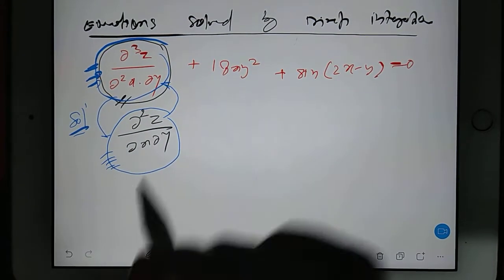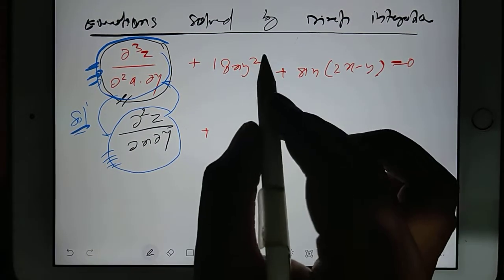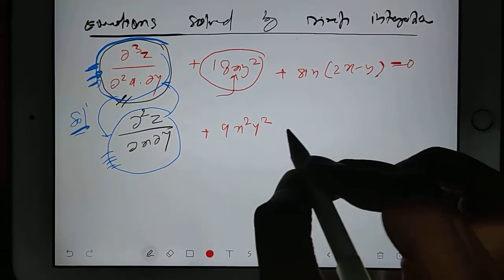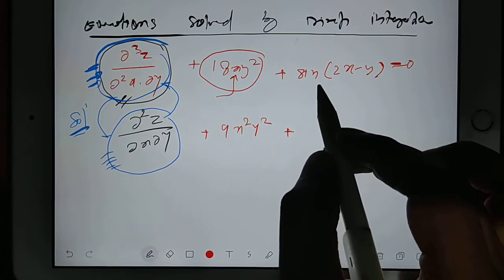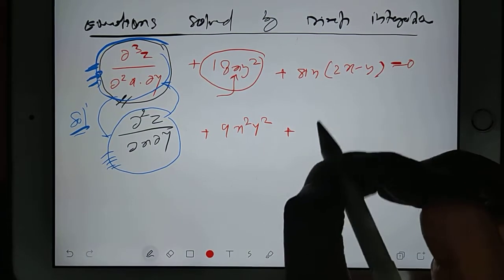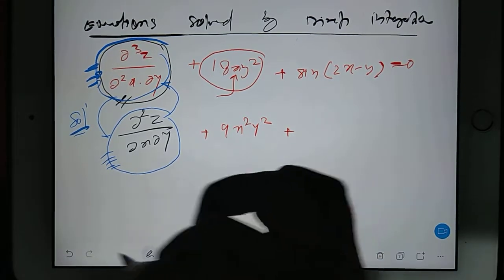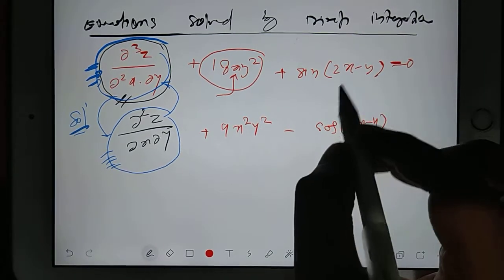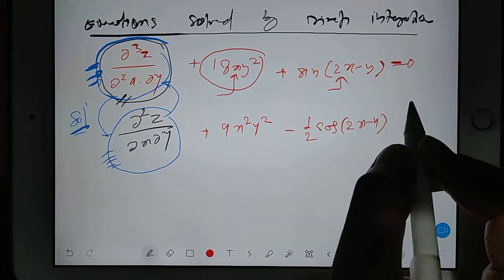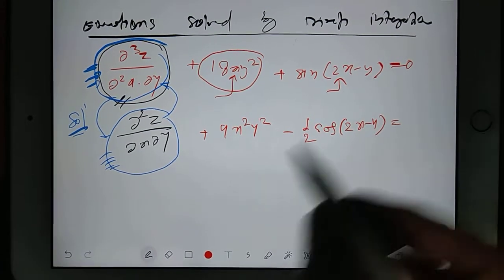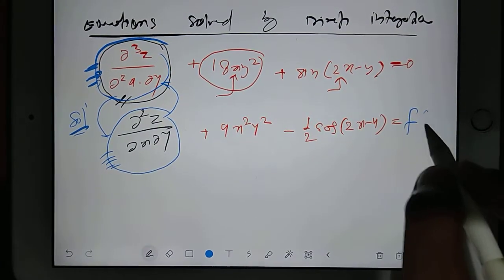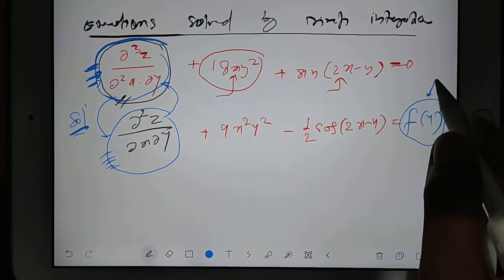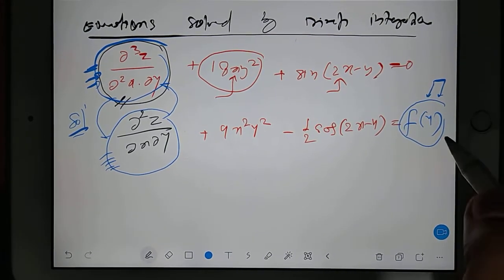Now because you are integrating, here you will get x²/2, so you'll have 9x²y². Now you know how to integrate sin x: when you integrate sin x, we get minus cos x. So the minus sign will come, minus cos(2x − y), and we have to divide by 2. And remember, one function will come, that will be a function of y. Here you can have a constant also, but we will consider the more general form, that is a function of y.